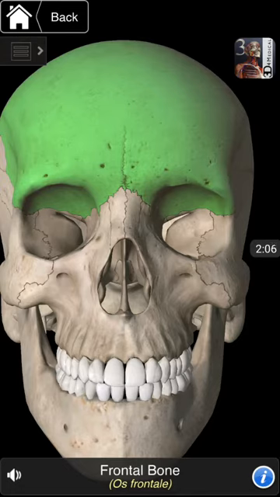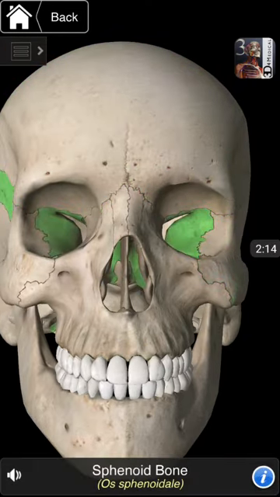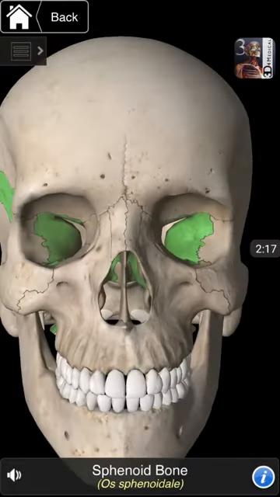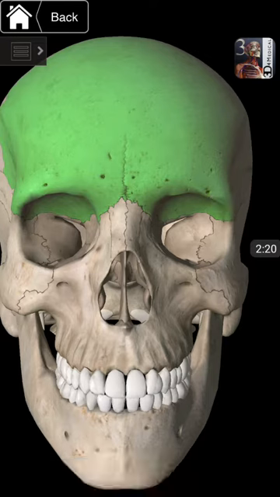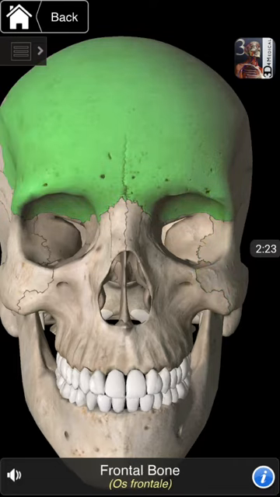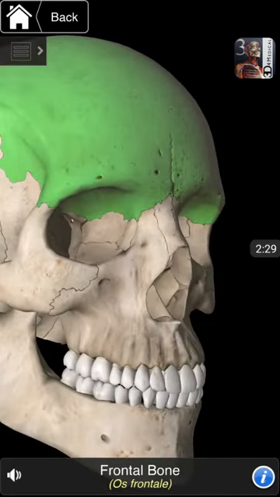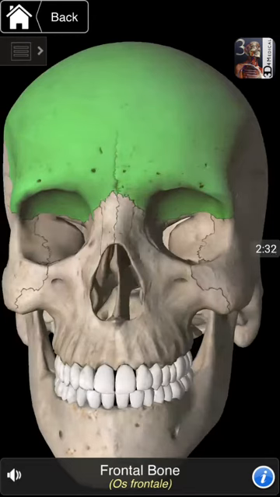Next is the orbital margin. As we have just described, this is the orbital margin. These orbits are actually cone-shaped structures whose base forms the orbital margin, and the apex of this cone is directed backwards and medially. We will discuss the apex of the orbit when we discuss the orbital walls. In this video as well I will go into the orbital walls a bit.